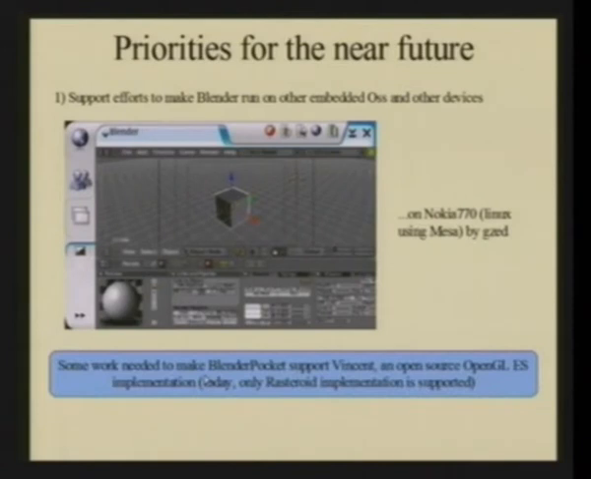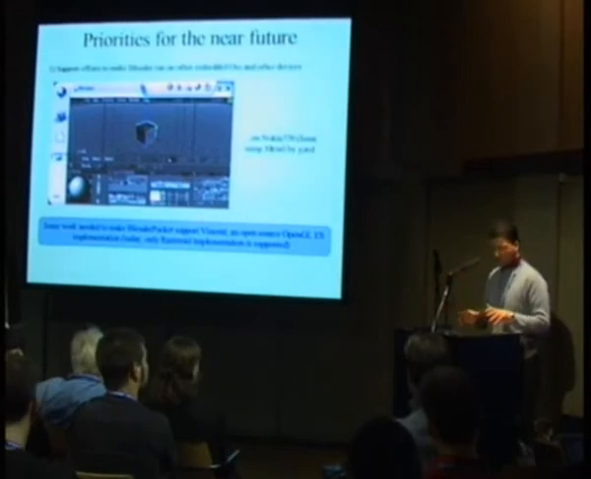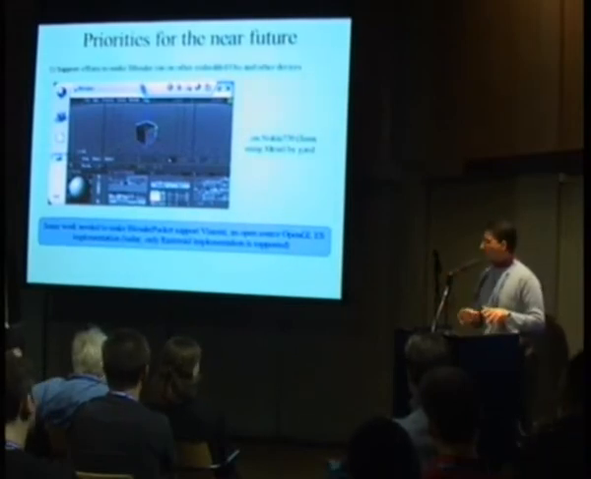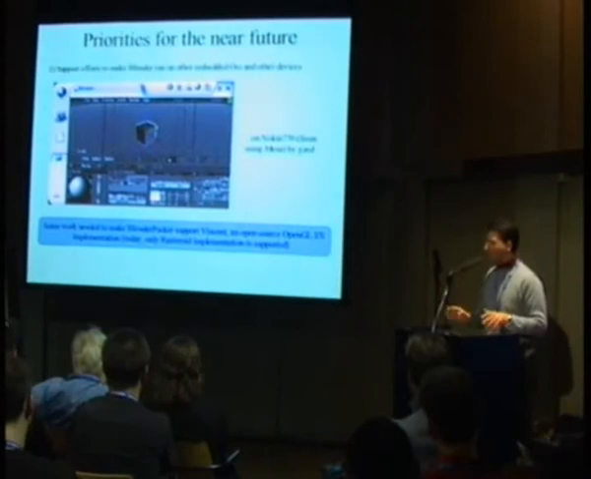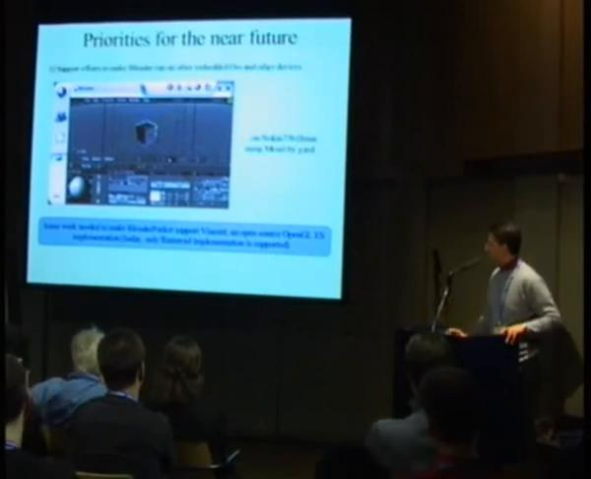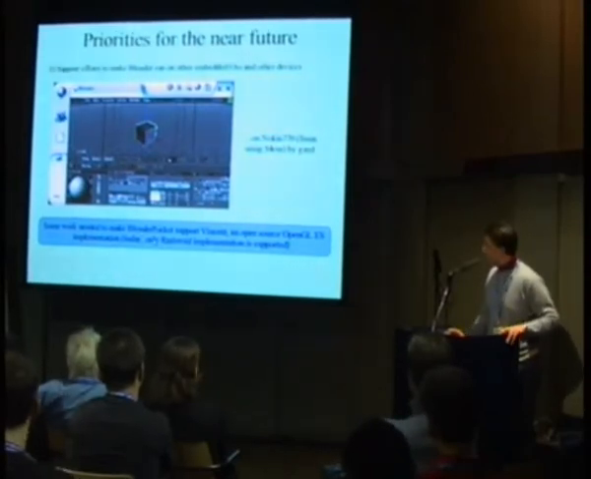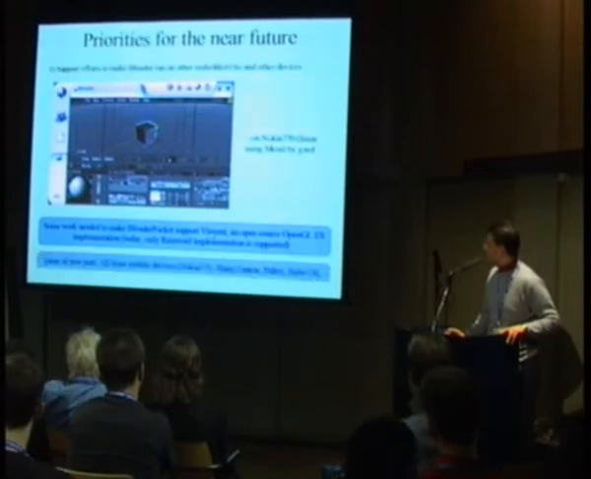So for me, I am working on making BlenderPocket support the open source OpenGL library, which is Vincent. Today, BlenderPocket is using the Rasteroid implementation, but it's not open source. That means it's not available, for example, for all devices. And so I'm working on making BlenderPocket run with it. I will not go into details now, but I can answer a question here.